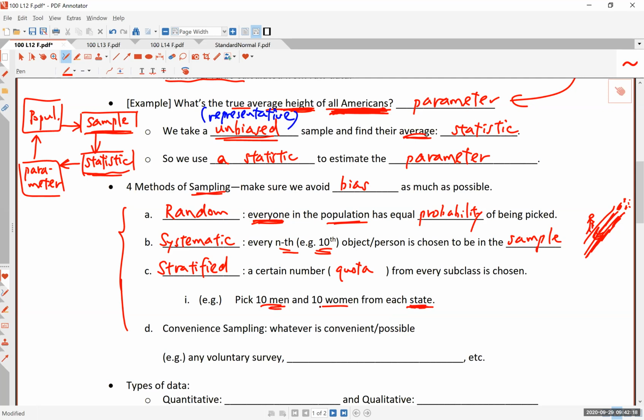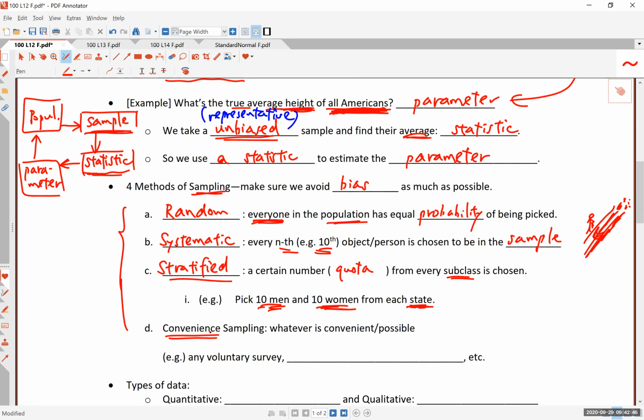And of course, you can argue, is this really an unbiased sample, because some states are much bigger and you're still taking the same number of people from each state. And you can argue and debate, is this a representative set? And so that depends on what you're looking for, okay? But anyway, if you make sure that every subclass is represented in your sample, this is called stratified sampling. Right?